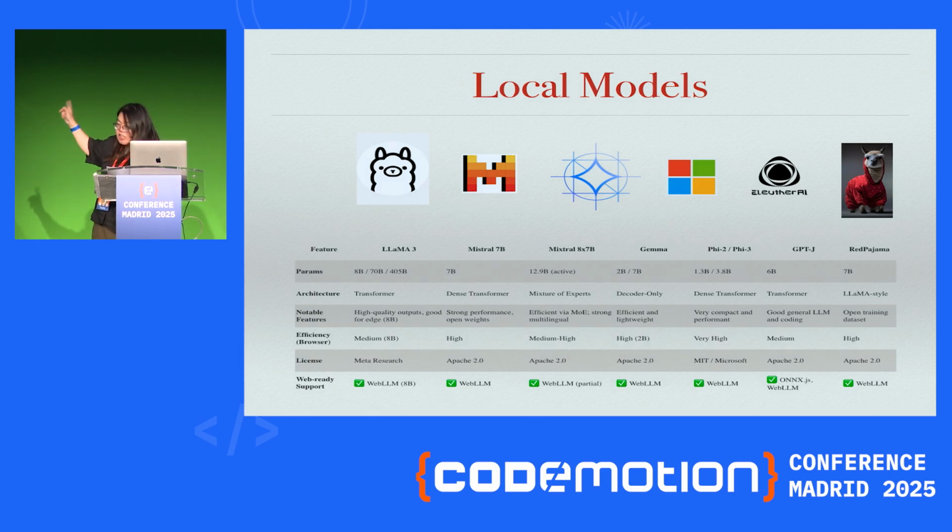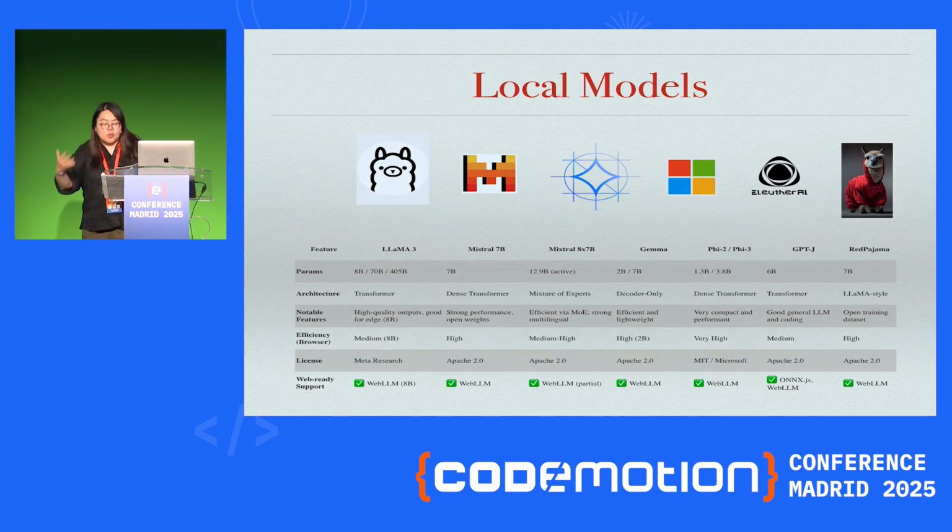There's GPT-J. The use case is more for if you want to optimize for code. For example, if you want to do a simple weblet or something like that, then you can use GPT-J. And there's also RedPajama. RedPajama is very interesting.